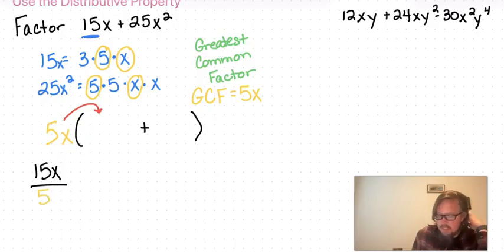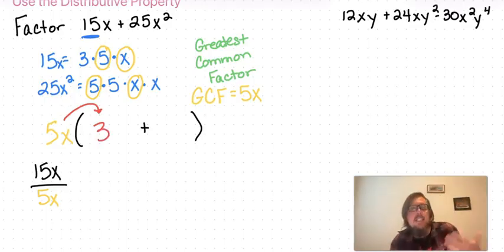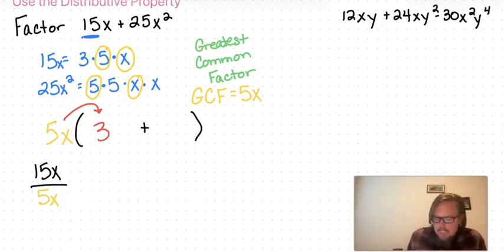And we know how to do this. 15 divided by 5 is 3, and x divided by x cancels, so the answer is just 3. 5x times 3 is 15x. So 3 goes in that first blank right there. Okay, what would go in the second blank? 5x times what would give me 25x squared?